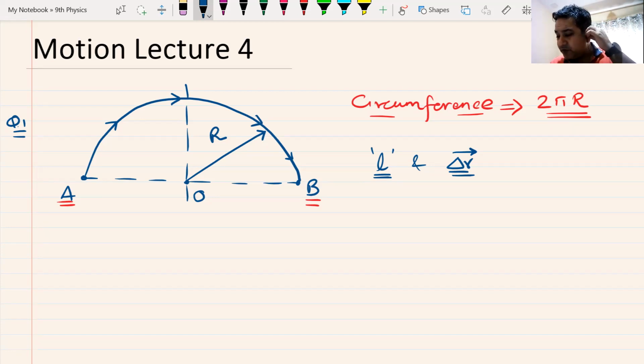A particle is moving on a semicircular track from point A to point B. Two questions I have asked. What is the distance traveled and what is the displacement of the particle? Who will give me the answer? Vedansh, Ayush, who is going to give the answer? Kaushiki.